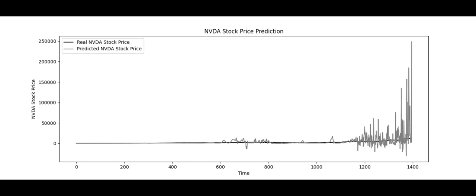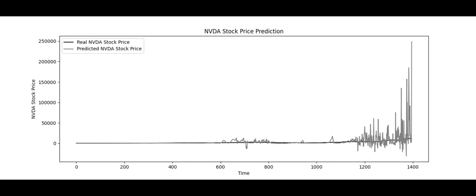Today, we're diving into an exciting area of machine learning, using recurrent neural networks, specifically LSTM layers, to predict stock prices. If you're interested in financial markets and data science, this episode is for you. In this episode, we'll walk through the process of building an LSTM-based RNN to predict the stock price of NVIDIA, leveraging historical data to make informed predictions.